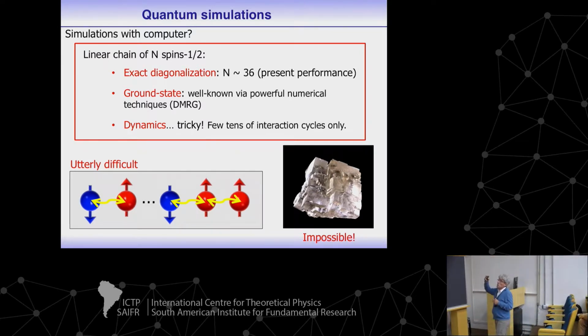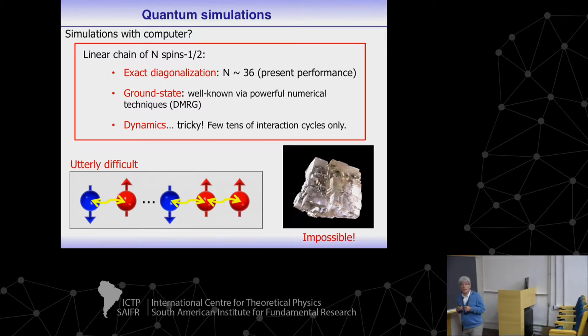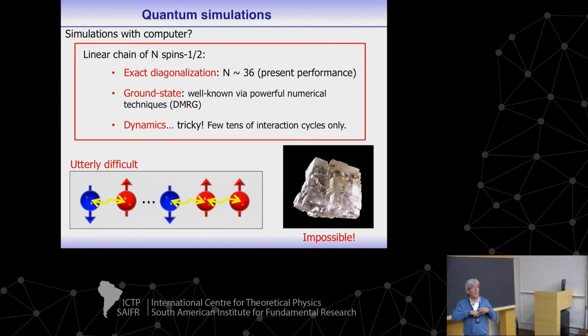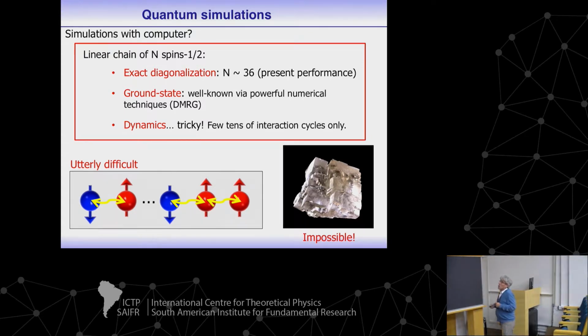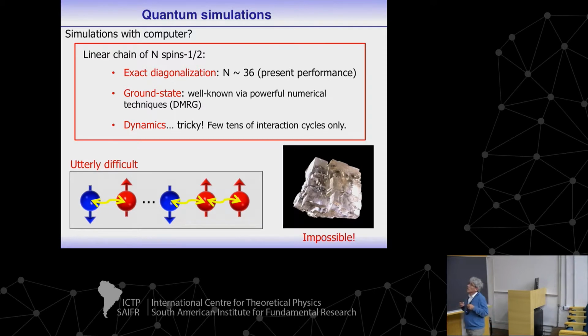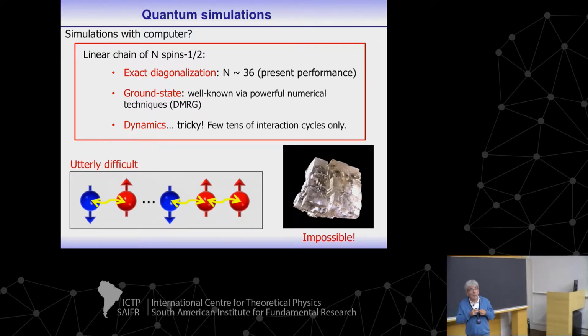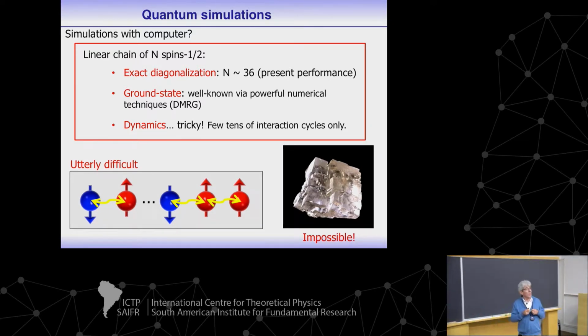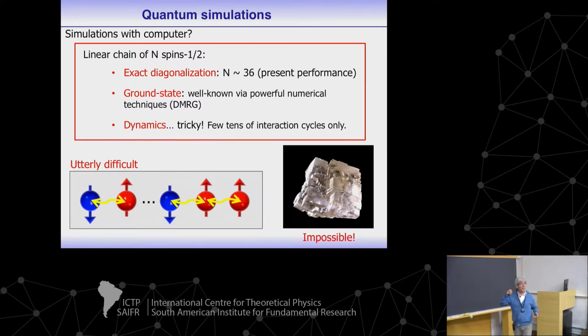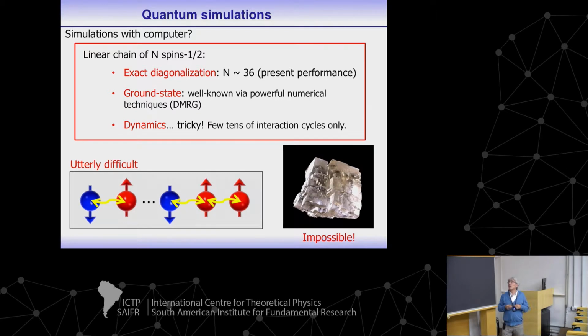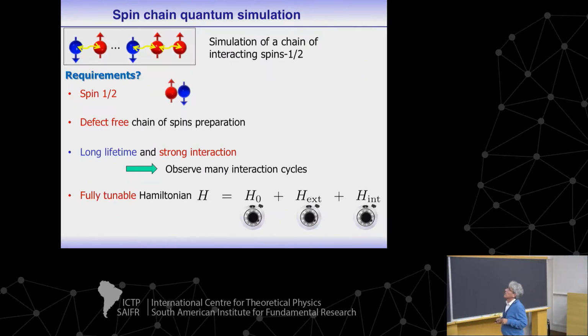But if you go into more excited states, it becomes tricky. And if you go to dynamics, where you involve a lot of the excited states of the system, then it's very difficult to make predictions. Also, it's difficult to make predictions and simulations with a computer over an extended period of time. So the limitation is the size of the system, and the time over which you can numerically simulate the system.